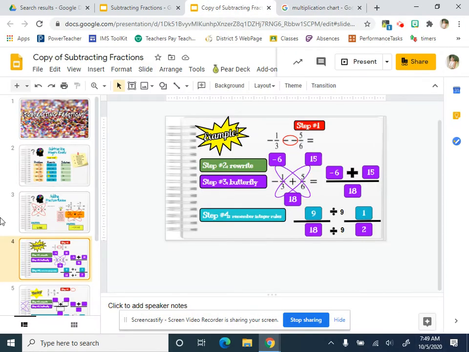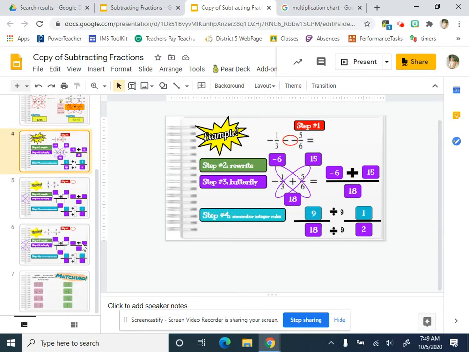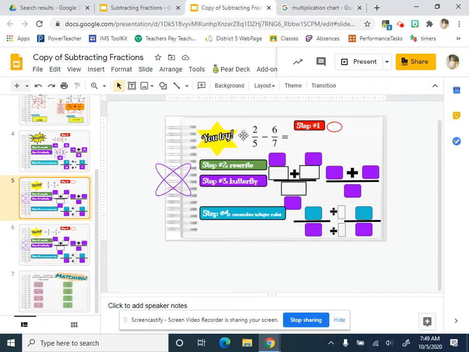Okay? Let's do this one together. And then I'm going to let you do slide 6 and 7 on your own. So you take the circle, you drag it over. Do you see a single negative or double negative? Single negative, so that means it's going to stay the same. So I've got 2 over 5.